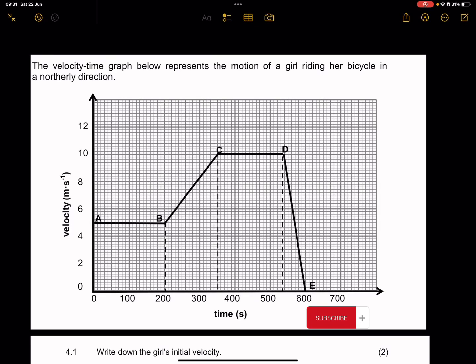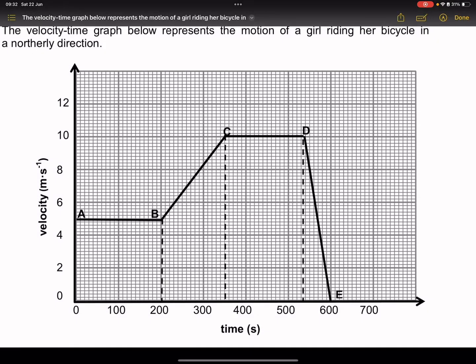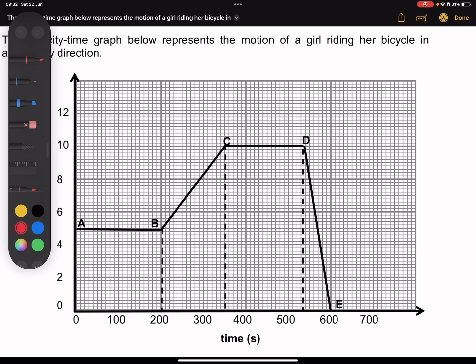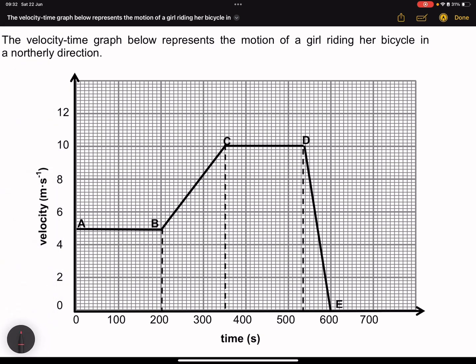Now let's take our first example. They say the velocity time graph below represents the motion of a girl riding her bicycle in a northerly direction, right? So they've told us in this case that we are headed northwards. So now let's answer the couple of questions that we are given here. Firstly, let's analyze what's happening on this graph.